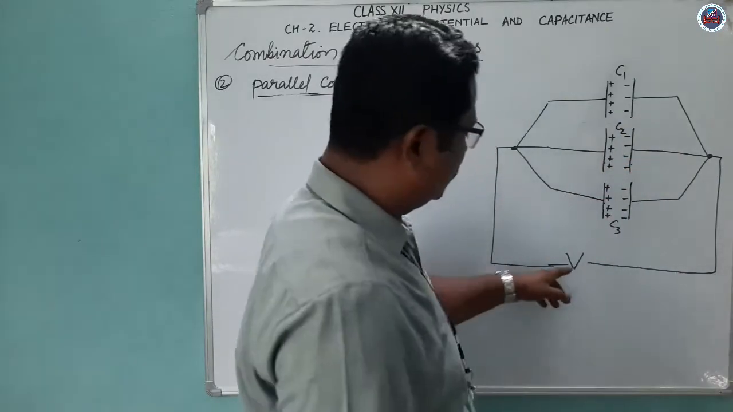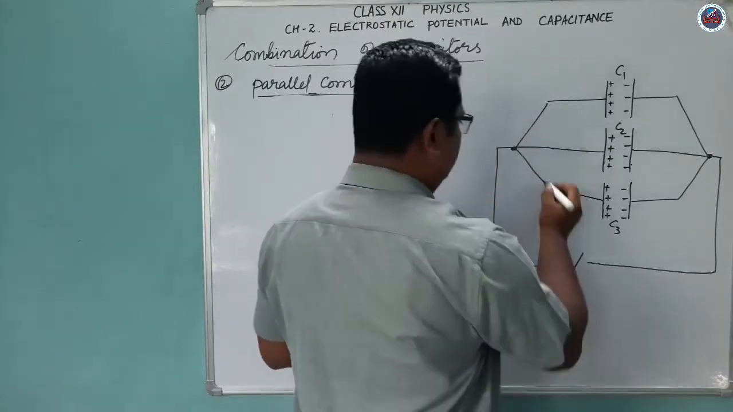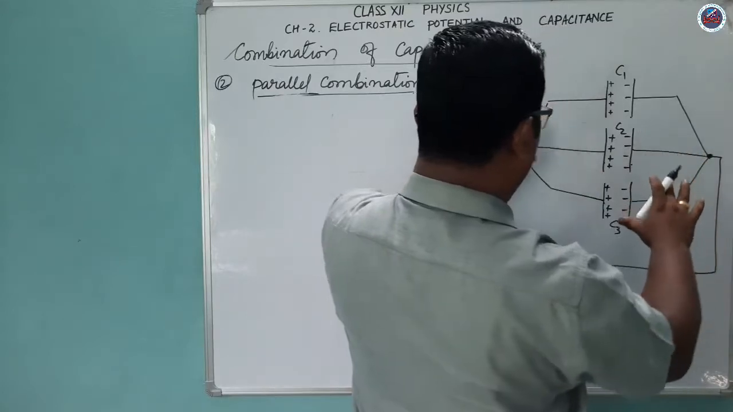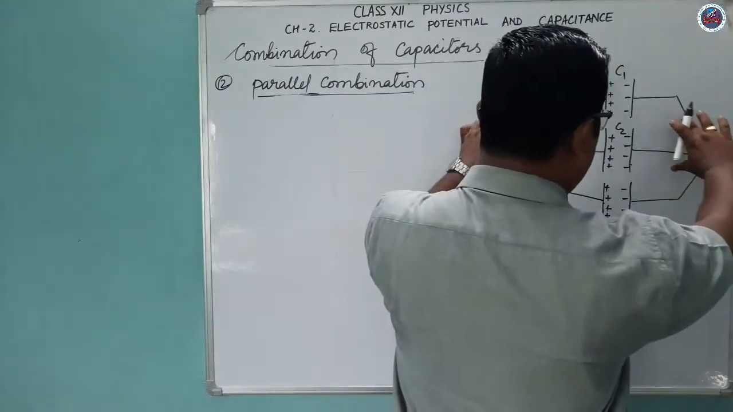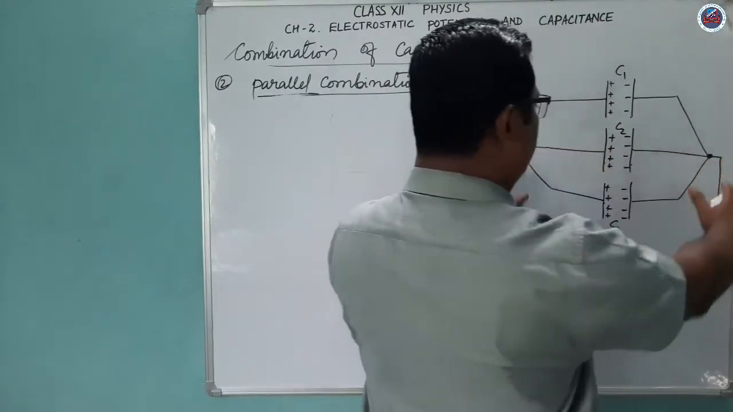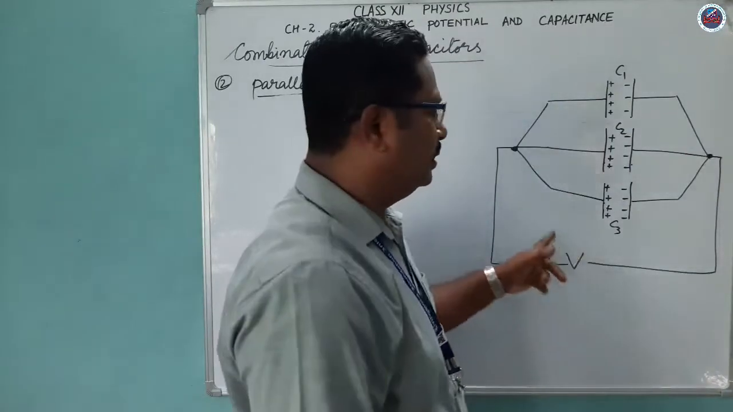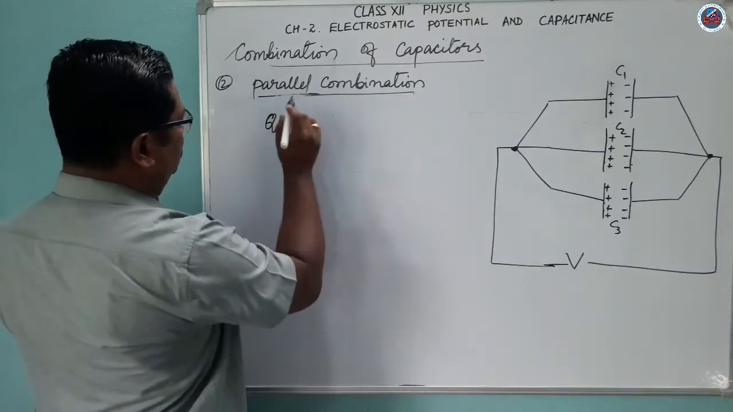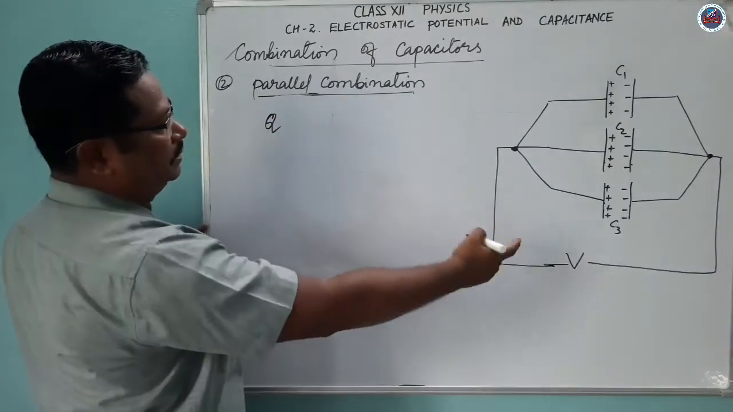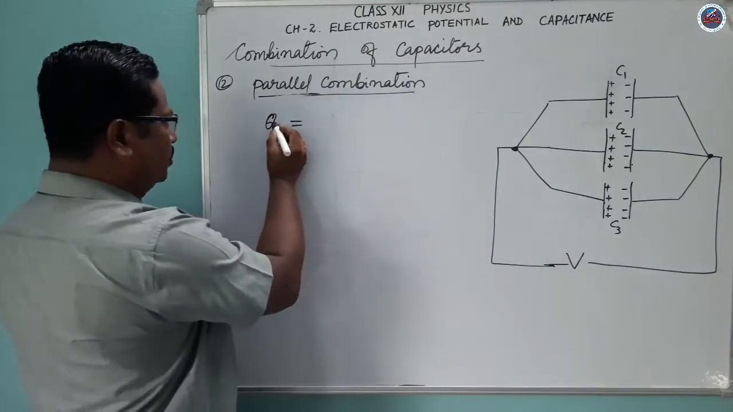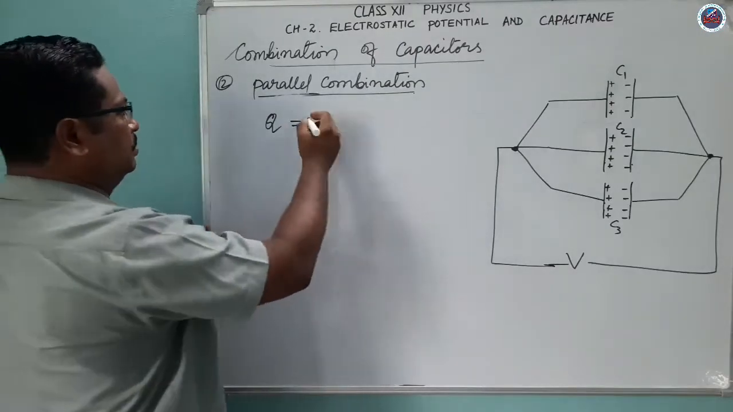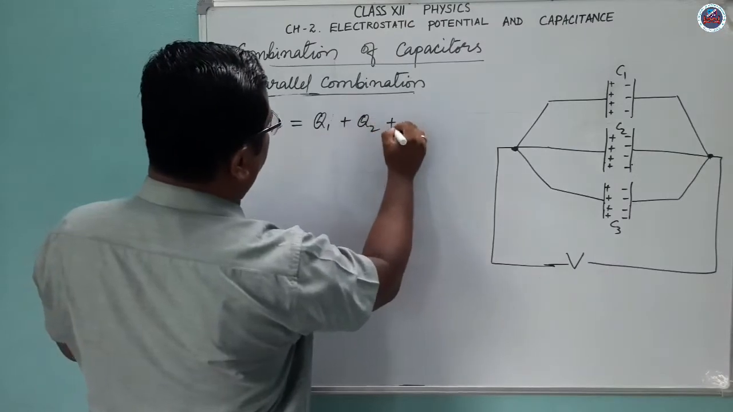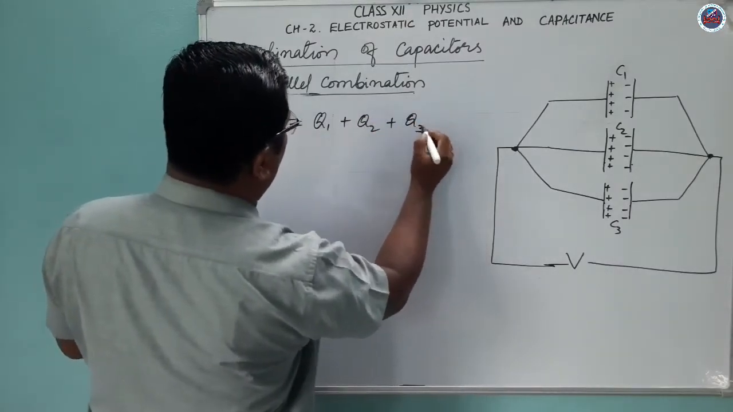The total potential, if we take it as V, then all the positive ones are connected at one end, the other negative terminals are connected at the other end, so the potential will remain the same. Here what changes is the charge. The total charge Q in the whole system will be the sum of the individual charges Q1, Q2 and Q3.